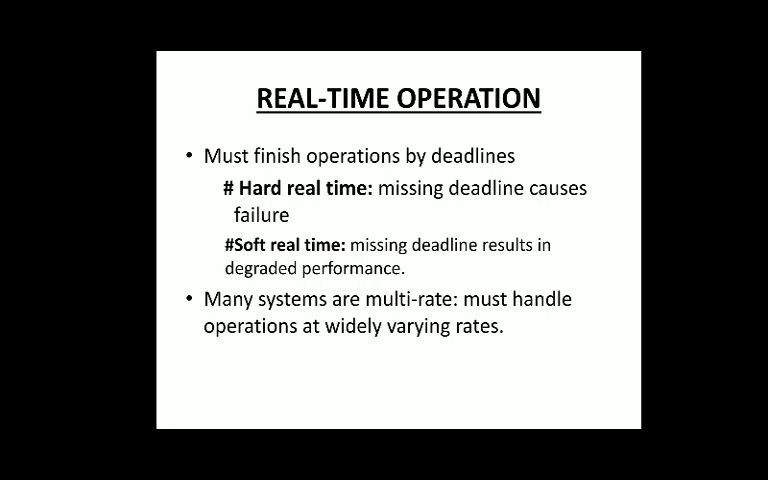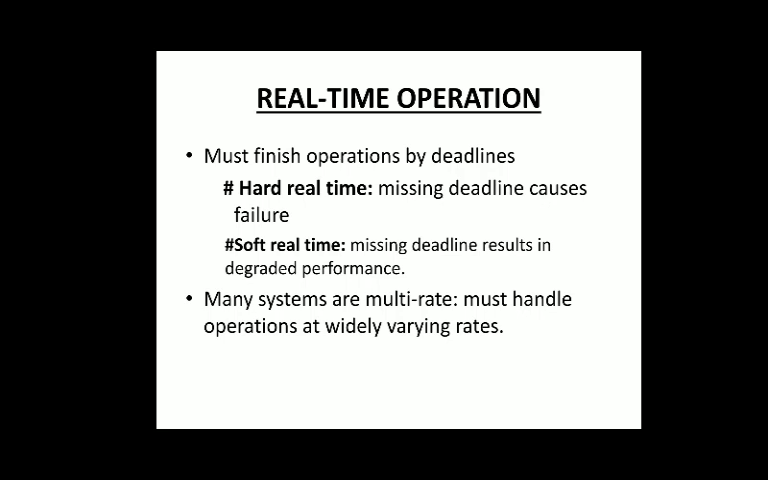Real-time operation is important for embedded systems. There are two types of real-time: hard real-time and soft real-time. Systems must finish their operation by certain deadlines. So what is hard real-time and what is soft real-time? Hard real-time means missing a deadline causes failure, and soft real-time means missing a deadline results in degraded performance.